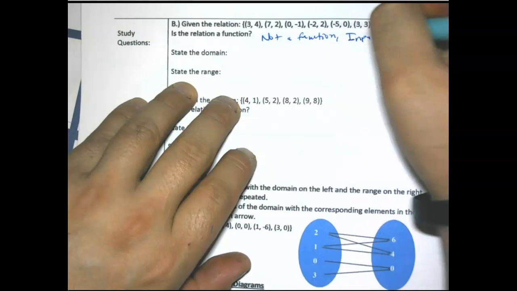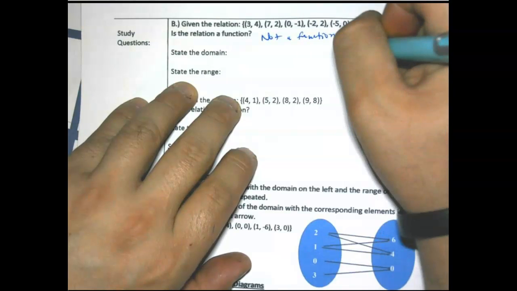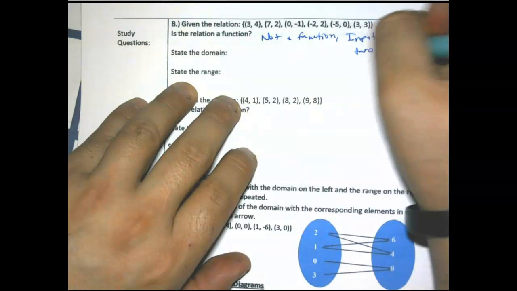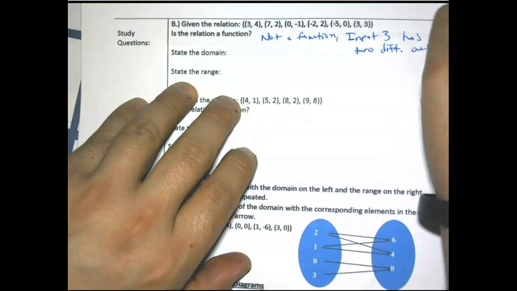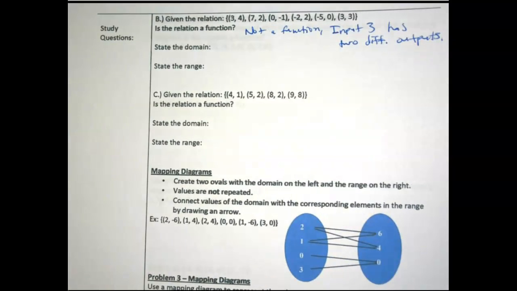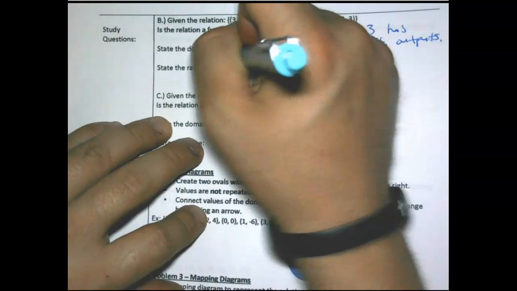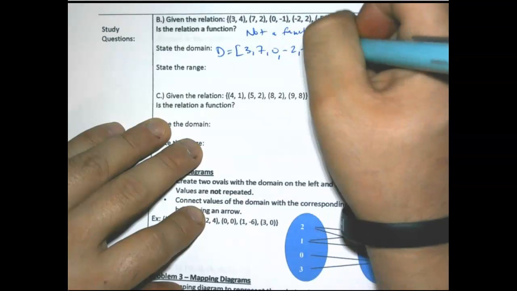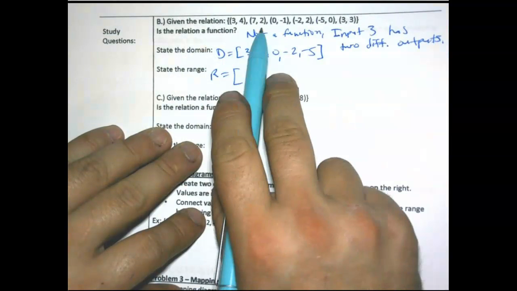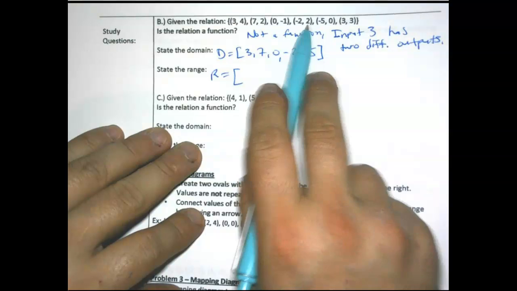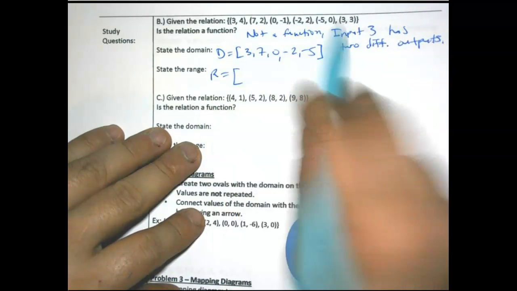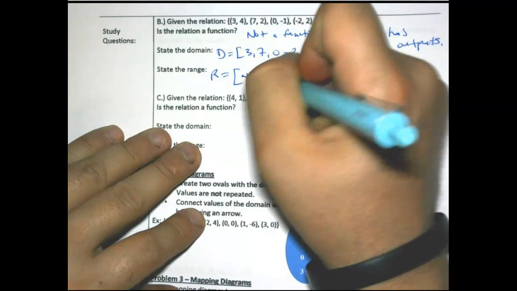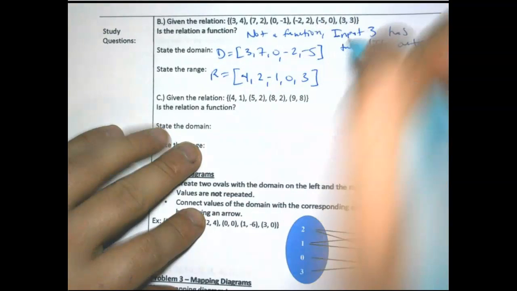Input or x value of 3, right? Input 3 has 2 different outputs. That's why it's not a function. The domain, we can state the domain. Domain is 3, 7, 0, -2, -5. Again, we don't need to list 3 twice. The range is 4, 2, -1. 2 shows up again, 0, 3. So 4, 2, -1, 0, 3.